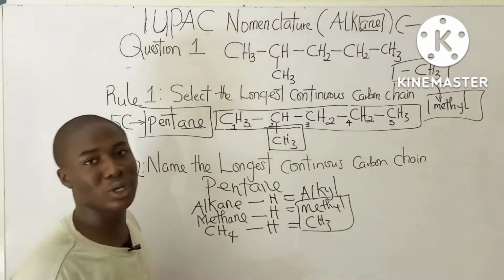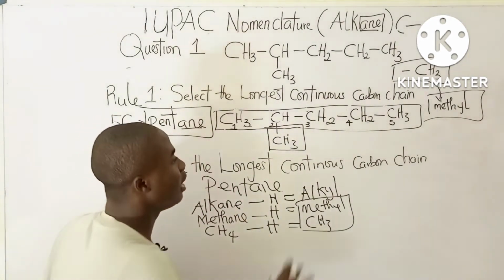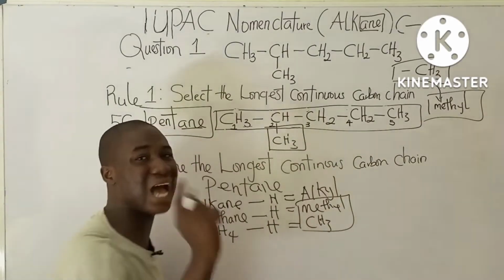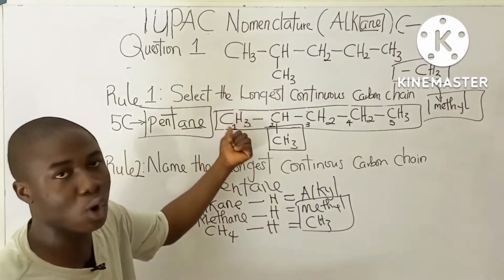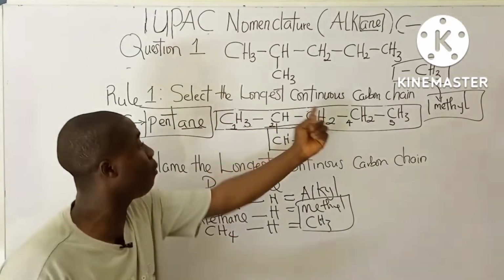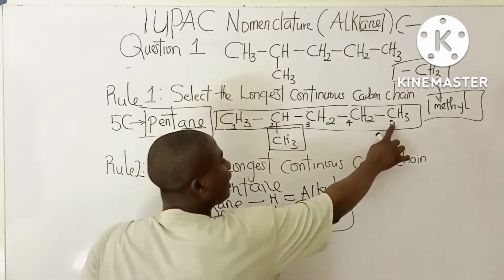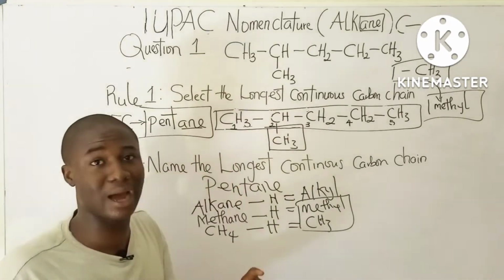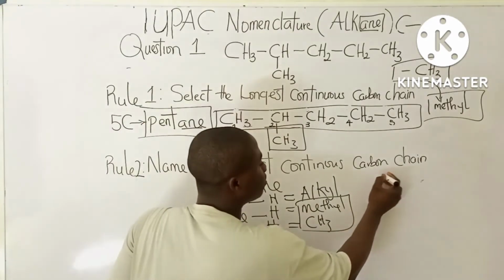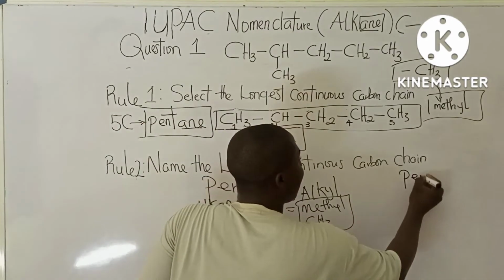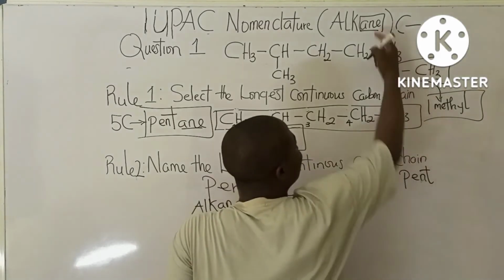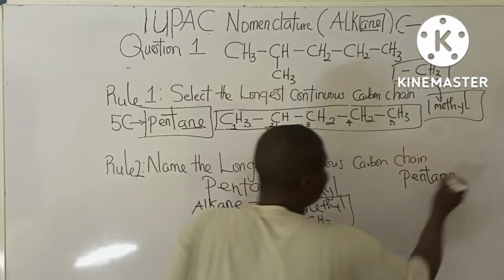So how do you name this compound? Very easy. We simply first write our parent name for this compound. The parent name is gotten from the number of carbons in the longest continuous chain. How many carbons do we have? We have 5 carbons. So the parent name becomes pent. And since the compound is an alkane, it is pentane.